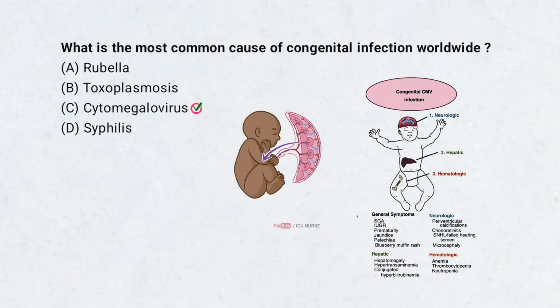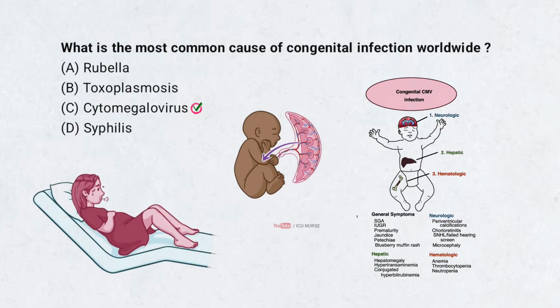CMV is the most common congenital infection globally. Most babies have no symptoms at birth, but some may develop hearing loss or developmental delays later. It spreads from mother to baby during pregnancy. Early diagnosis and monitoring help manage complications.